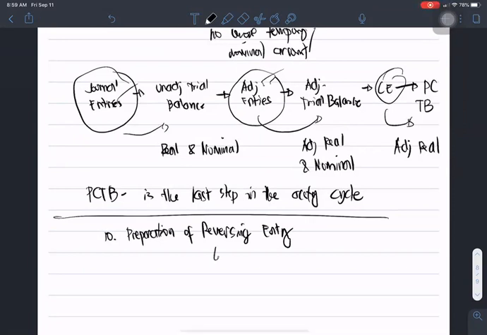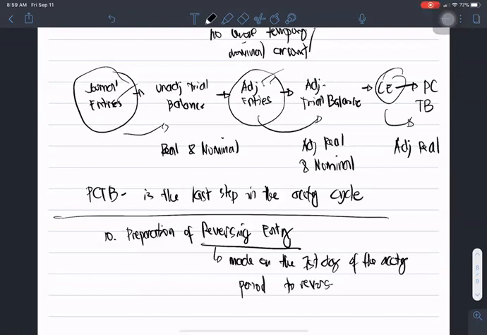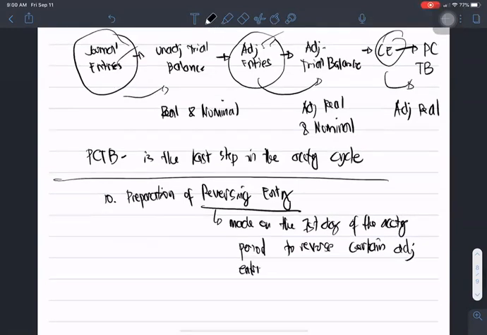So what are reversing entries? Reversing entries are entries made on the first day of the accounting period to reverse certain adjusting entries. Okay, so reversing entry, what do we do? On the first day of the accounting period, what is an accounting period again? It depends if it's annual or an interim period. But normally, when we talk about accounting period, it is an annual period. And then it is made on the first day of the accounting period to reverse certain adjusting entries.